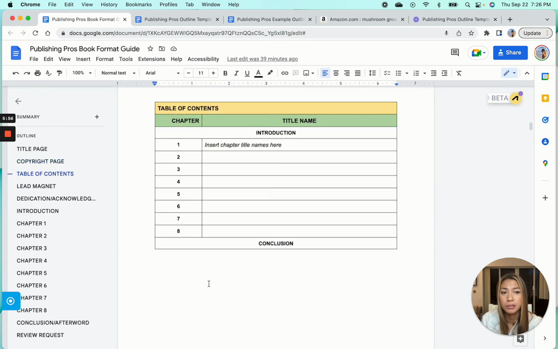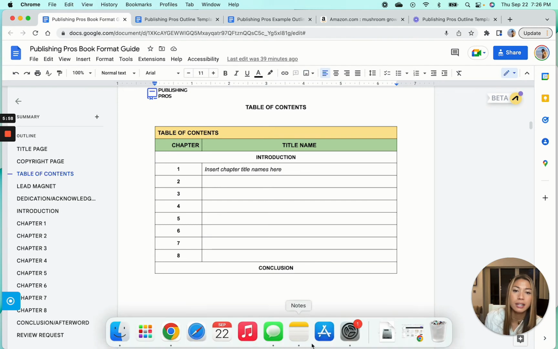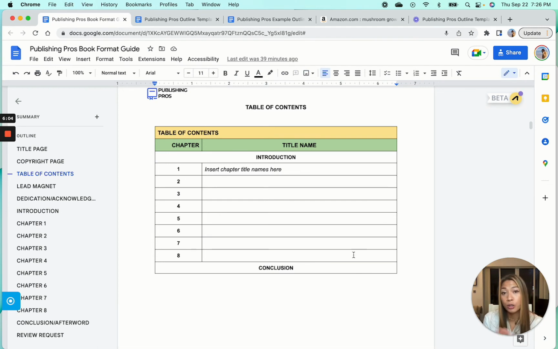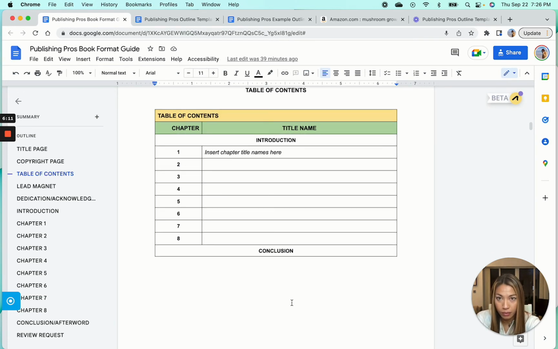Then you would fill out your table of contents, and this is something that can either be done once you get your manuscripts back, or as you get bits of it back, you can start filling it in. So that's the table of contents.